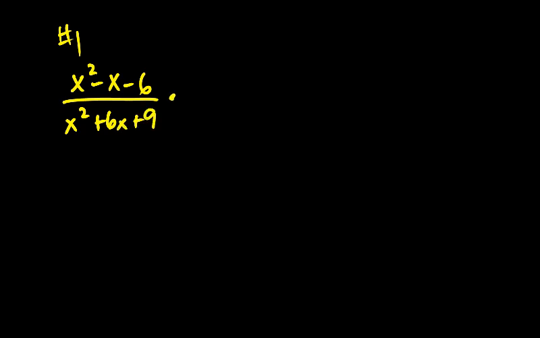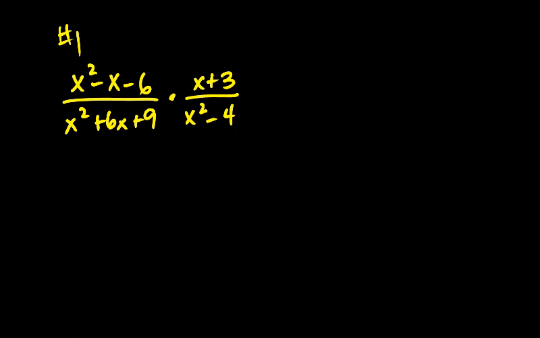Here we go. Let's look at this problem number 1 where we are multiplying. So it says x squared minus x minus 6 over x squared plus 6x plus 9 times x plus 3 over x squared minus 4.